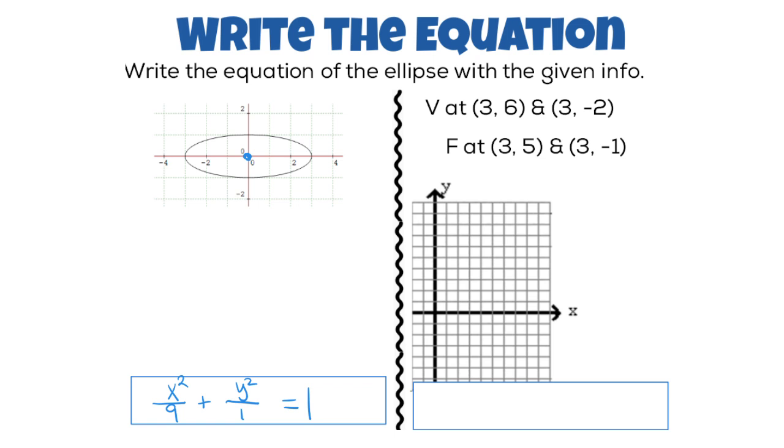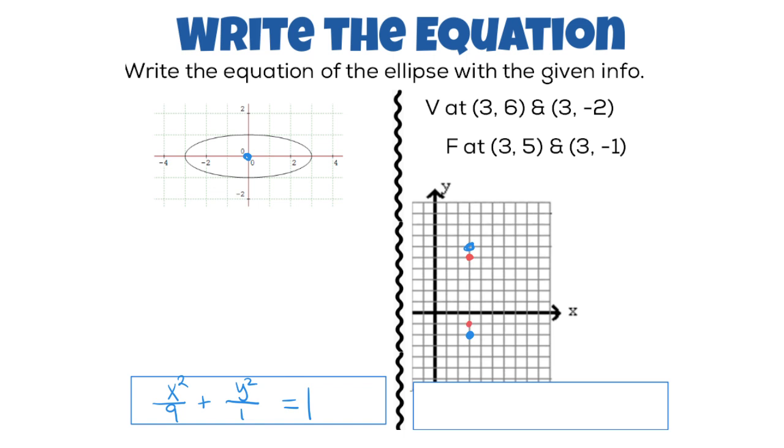Let's try another one here. Let's make it a little harder. So this one says that I have vertices at 3, 6, and 3, -2. Those are the vertices. Those are the edges of the ellipse. Because the foci are at 3, 5. Let me change colors here. Here's my foci. And at 3, -1, right there.